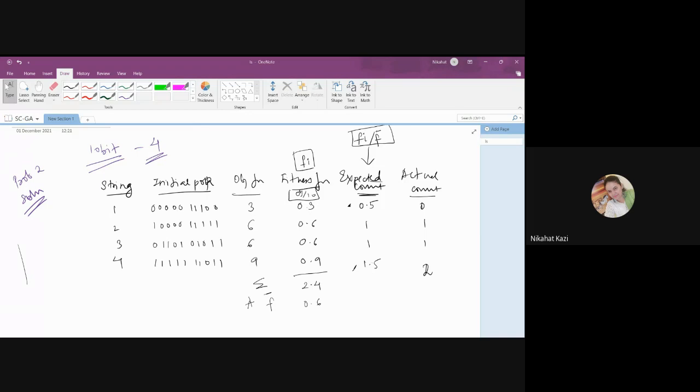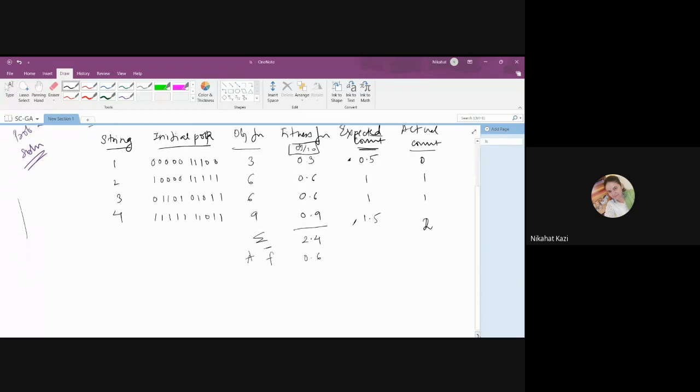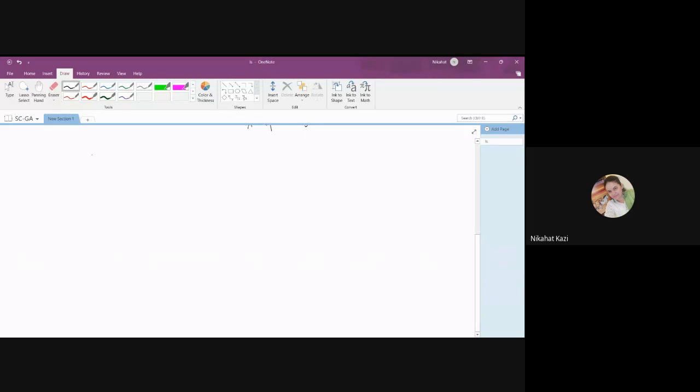If you're talking about mutation, first of all, before mutation, you will apply crossover. What is mentioned in the question? That exactly 50% of the strings undergo crossover, and 5% is the mutation rate. What is the meaning of this? 50% of the strings undergo crossover, that is fine.